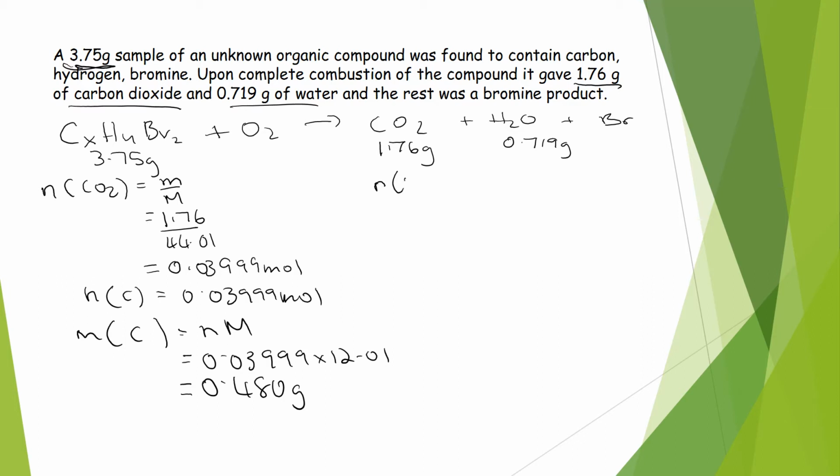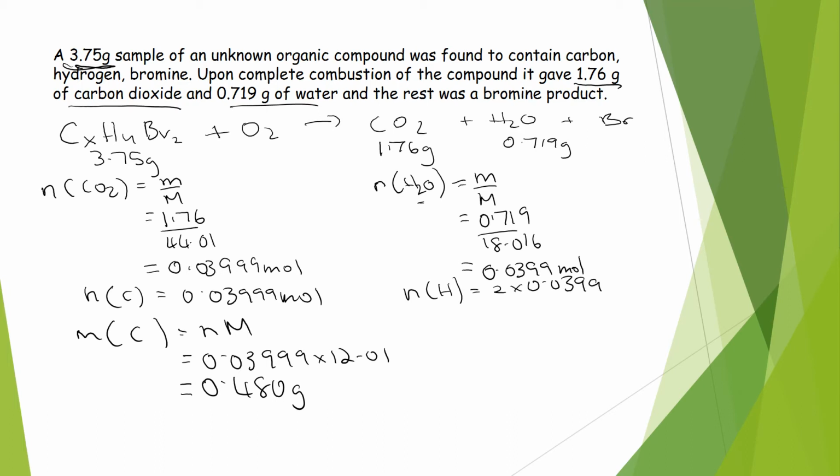Now we do the same for hydrogen. So the number of moles of water is equal to mass over formula mass, which is equal to 0.719 divided by 18.016. This will give us the number of moles being 0.0399 moles. From there we can find the number of moles of hydrogen, which will be, as you can see here, twice as many, which will come out to 0.0798 moles.